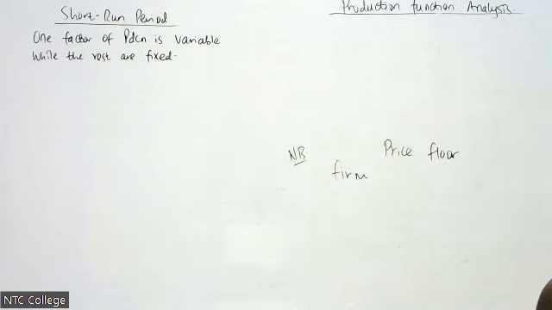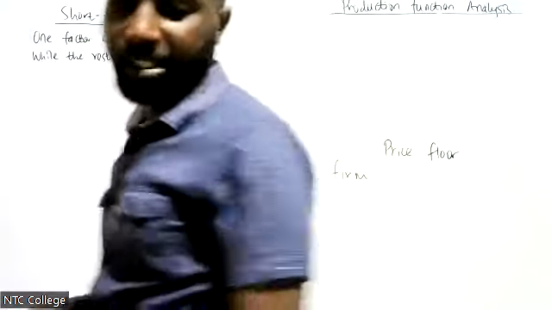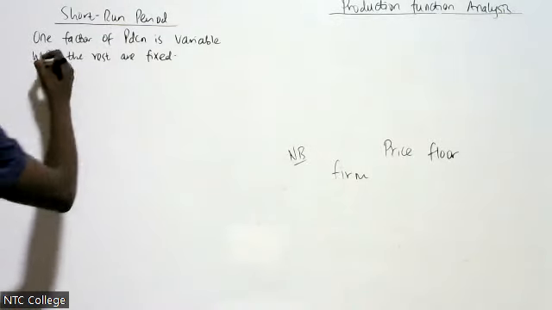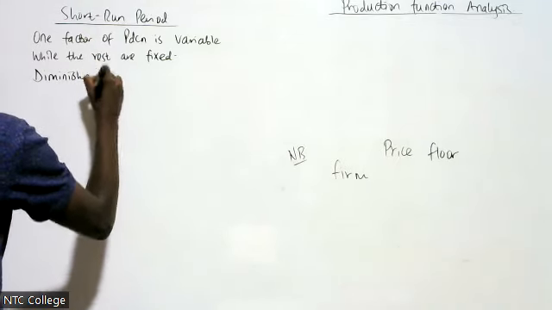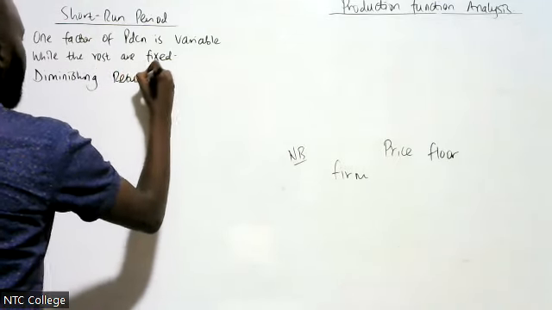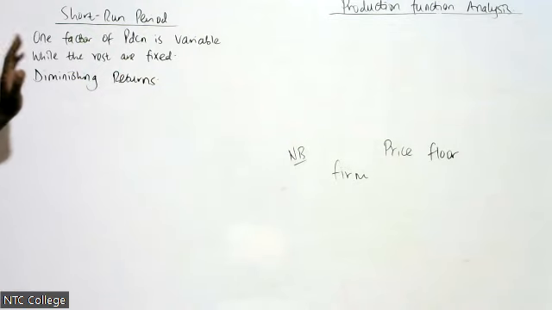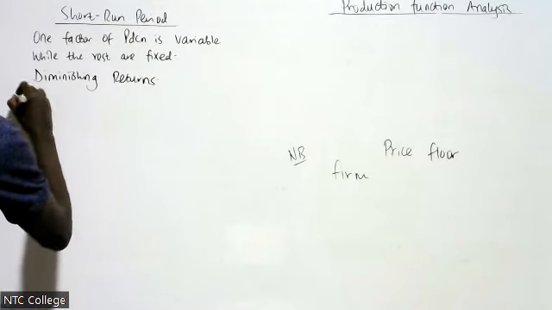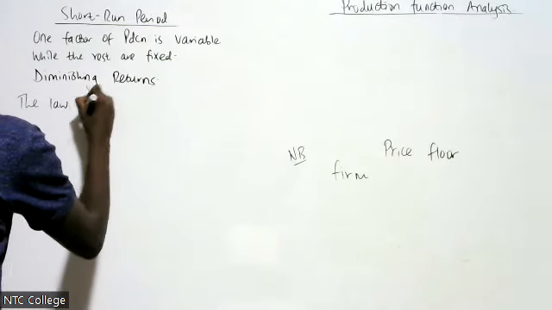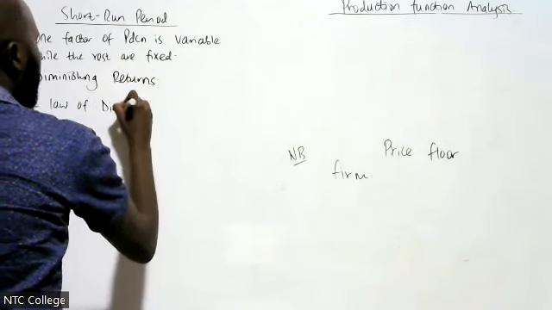Now another important statement, you write this statement on its own. We normally experience diminishing returns. I'll get to explain this. So after we've said that we get to experience diminishing returns, we now look at that law. It's known as the law of diminishing returns.